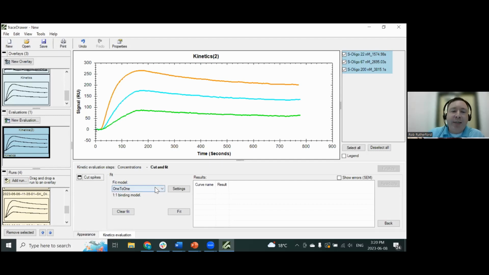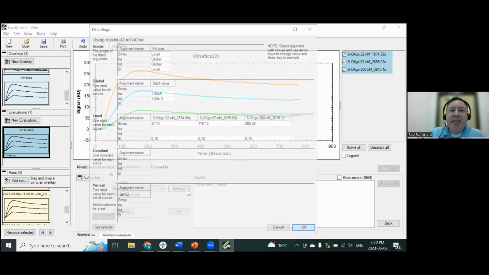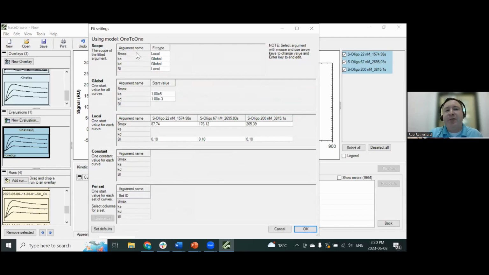Once you've selected your fit model, you click on Settings, and there are 4 different parameters that you can use. The Ka and Kd are your on and off rates. They're set to global, and they should stay as global. The third option is your Bmax. This is the maximum signal that you can see if all of your ligand is bound by analyte.